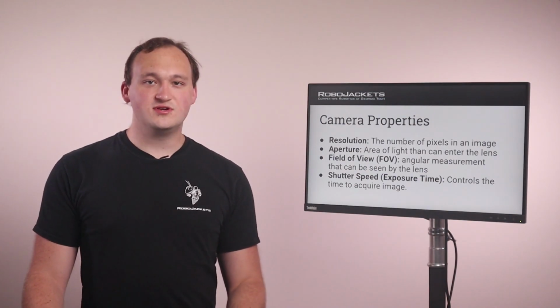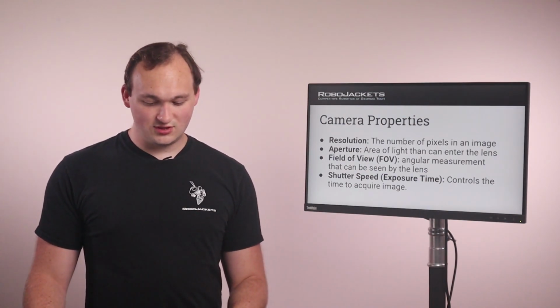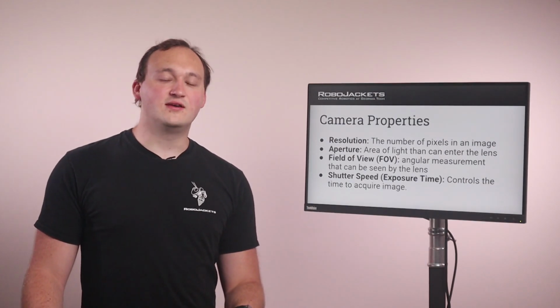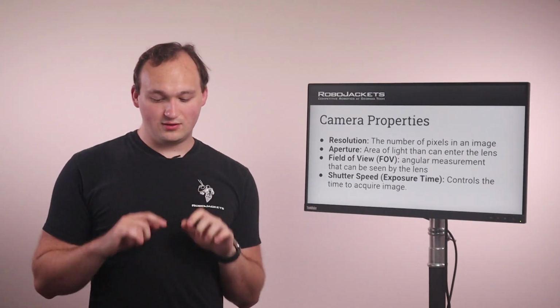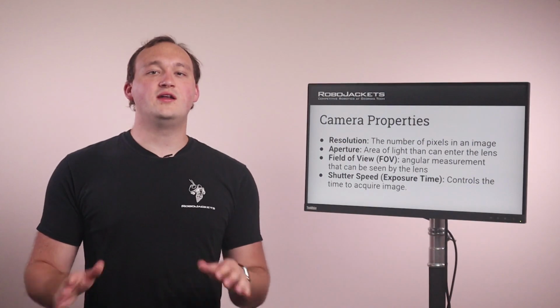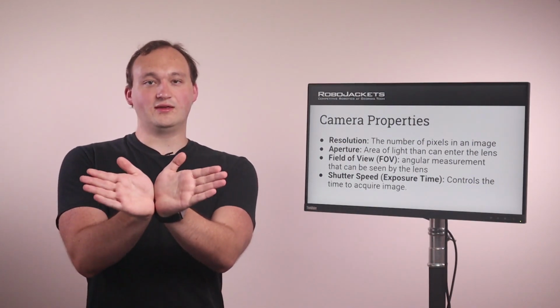So let's talk about a couple of important camera properties. The first is resolution. This is the number of pixels in an image. We have aperture, the area of light that can enter the camera, so essentially the size of our opening. And we have field of view, which is how wide of an angle we can see in our camera. So you can think of it like this.